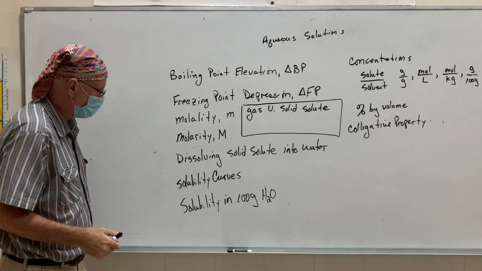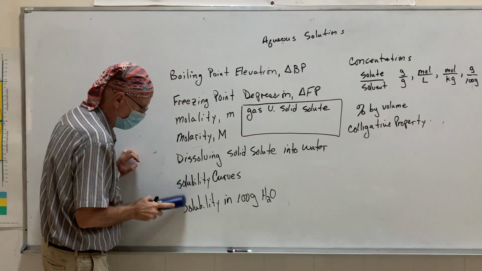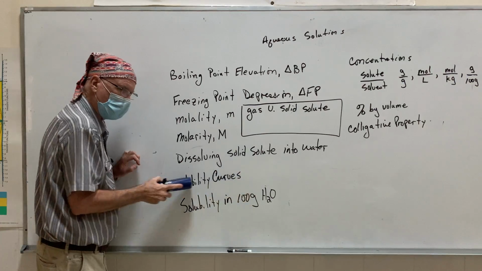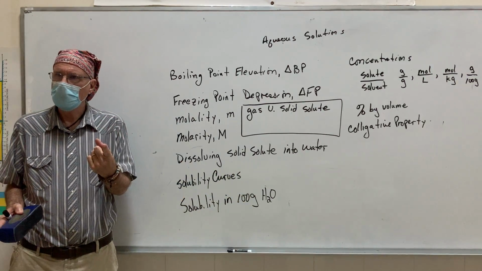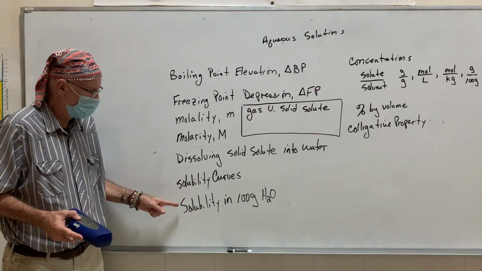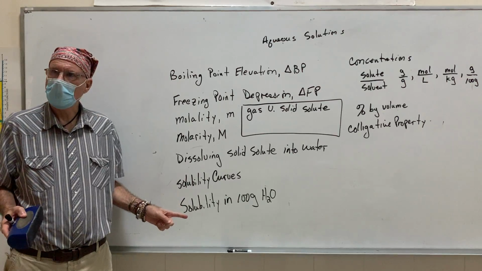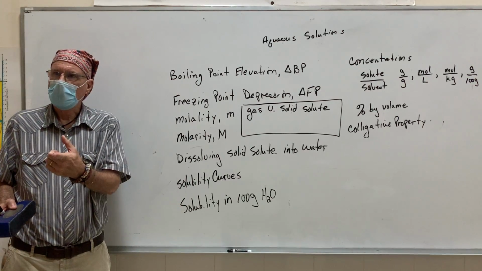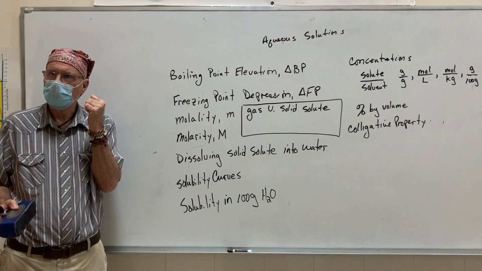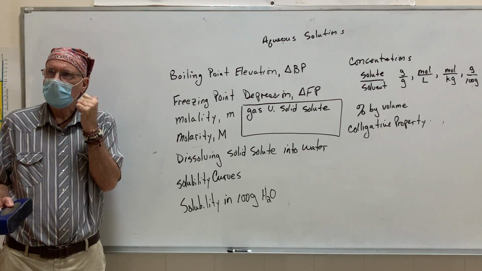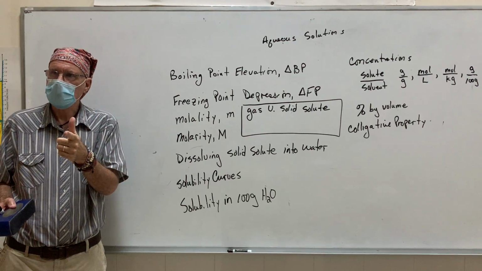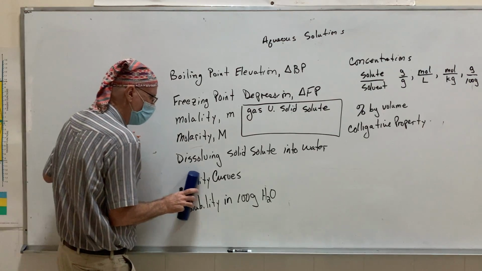We talked about solubility curves. We talked about solubility curves on part 1, and we talked about the solubility in 100 grams of water on part 1. I also showed you today that that's one of the solubility quotients that you have to know.